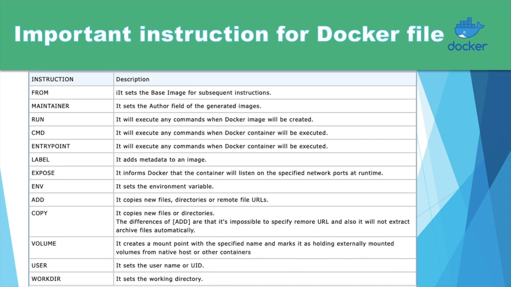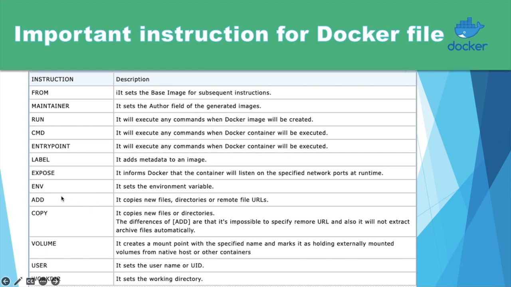It informs Docker that the container will listen on a specified network port at runtime. Generally if port 80 is there, then we write EXPOSE 80 or 8080, whatever. I will show you. ENV sets an environment variable. ADD copies new files, directories or remote file URLs. It also downloads the URL. And COPY copies a new file or directory.